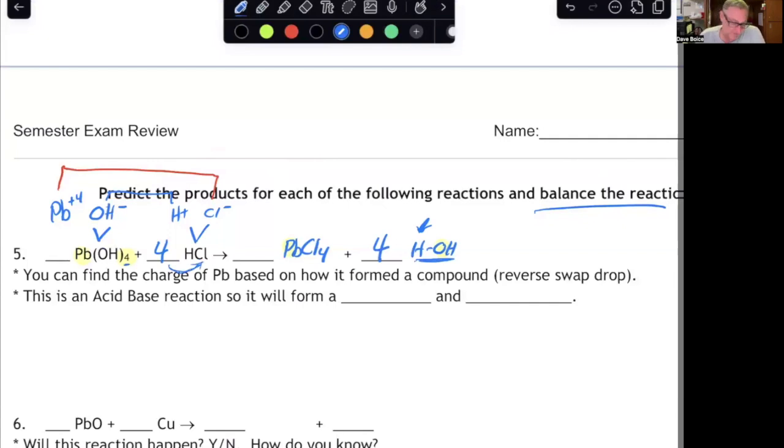And this is where the importance of making sure that you do your swap drop. This Pb with a +4 charge and the Cl with a -1 charge, if I do my swap drop and reduce, I get PbCl4, which is what I did. If I didn't do that properly, this would not have balanced properly and it would have been very frustrating. So if you're balancing and you find you get stuck, you probably did your swap drop and reduce wrong. That's easily the most common mistake to make. But we didn't make that mistake, so this is relatively easy. So there we go.